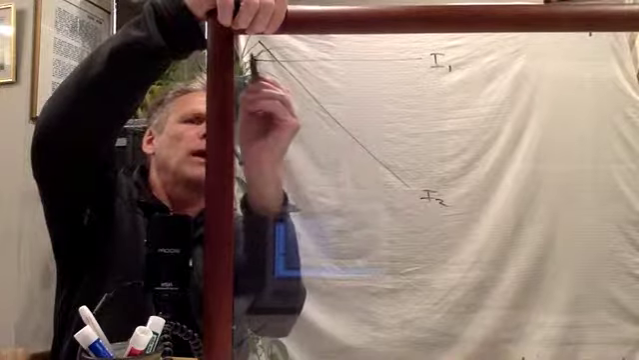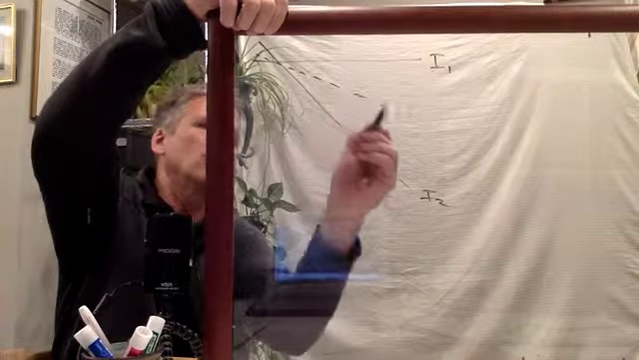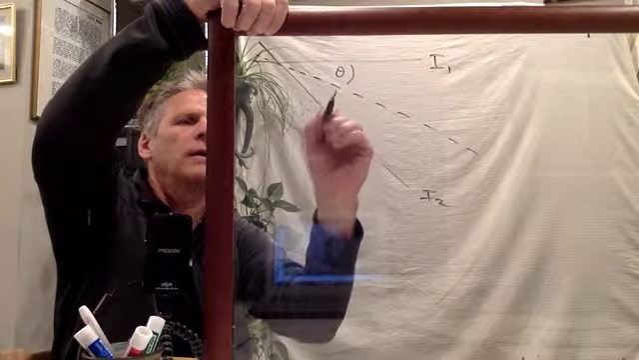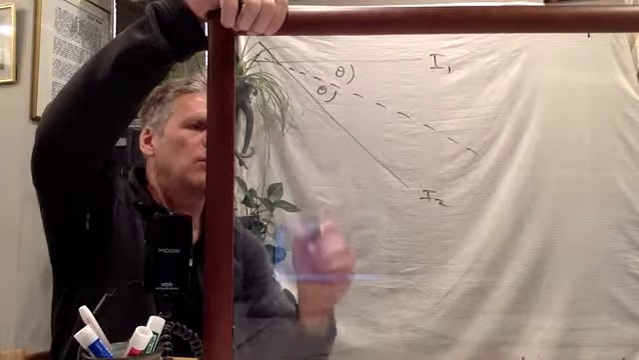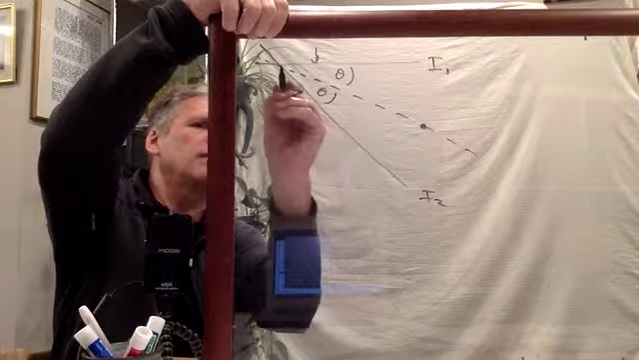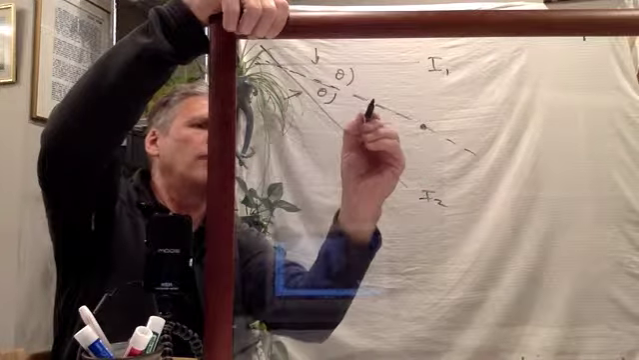All right, so what we have is this. And we've got theta, theta. Those are equal angles. We know what this full theta is, but I'm going to leave it at that for the moment. We have a point P, and this distance here is L.